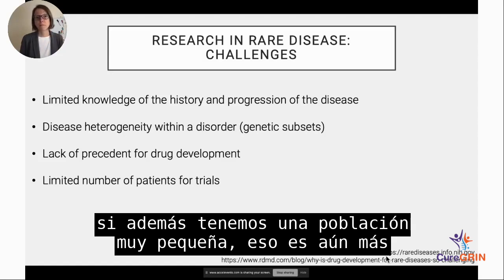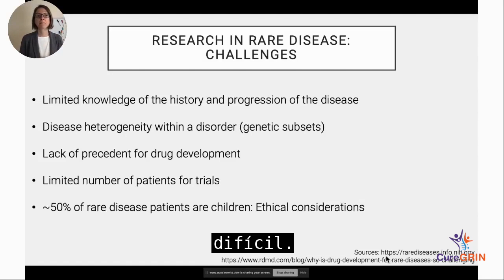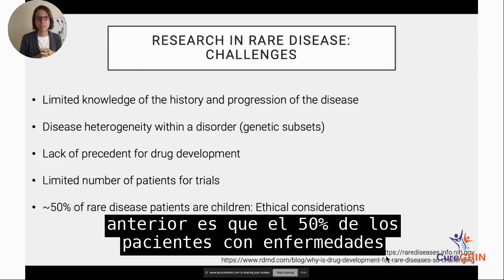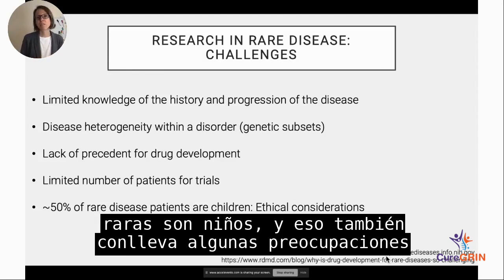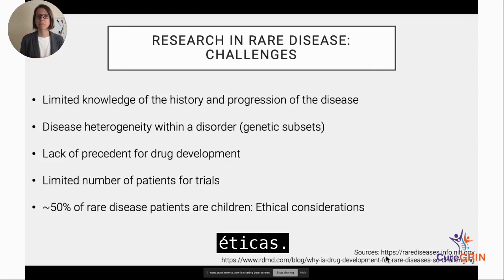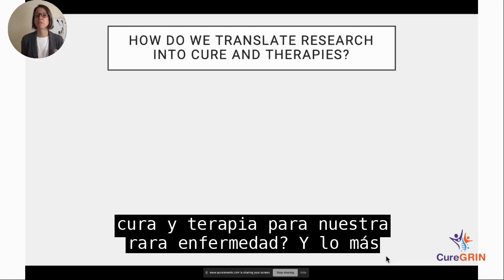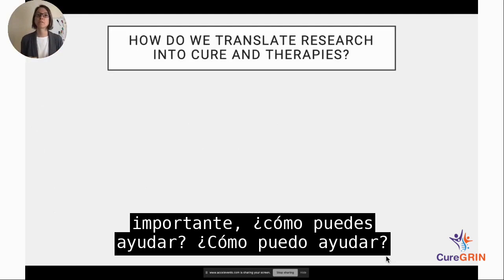If on top of that we have a very small population, that's even harder. And another issue that was also brought up in the previous session is that 50% of rare disease patients are children. And that also brings some ethical concerns. But here the big question is, how do we translate all of this into cure and therapy for our rare disease? And most importantly, how can you help?